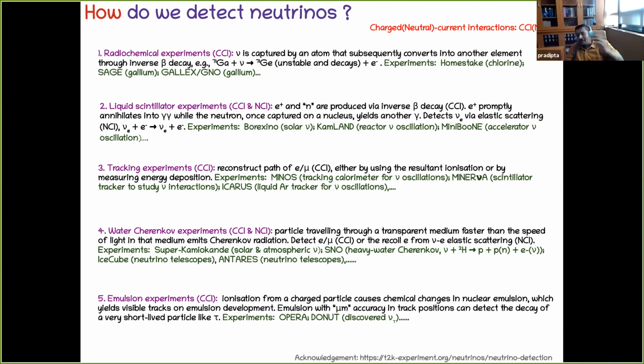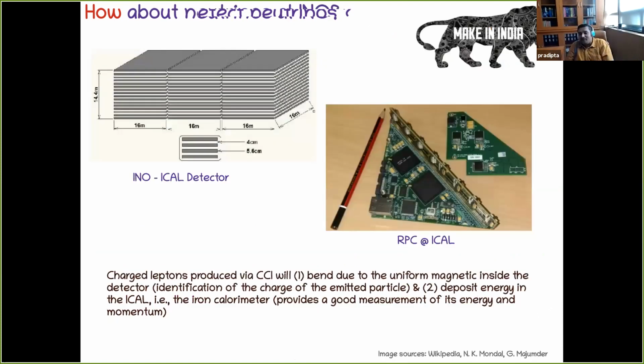So to finish up the story, I must mention what we are doing here in India. This is a pure Make in India project. This is our INO, the India-based Neutrino Observatory. But as you know, in India, things are rather complicated. Finally, we have a location where we are planning to set up these things. As of now, most of the elementary things are done.